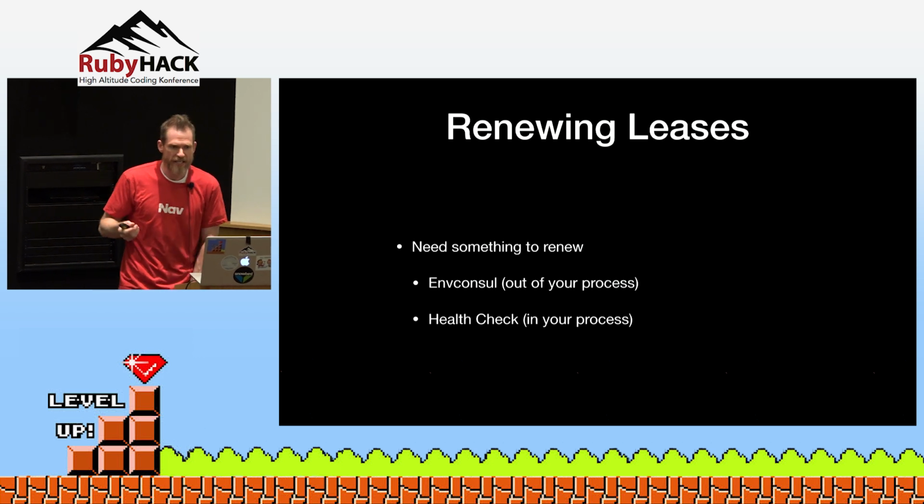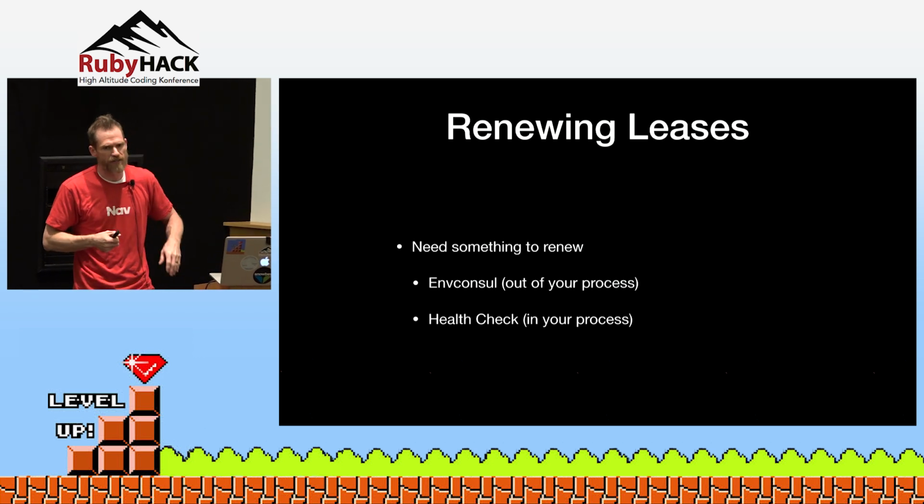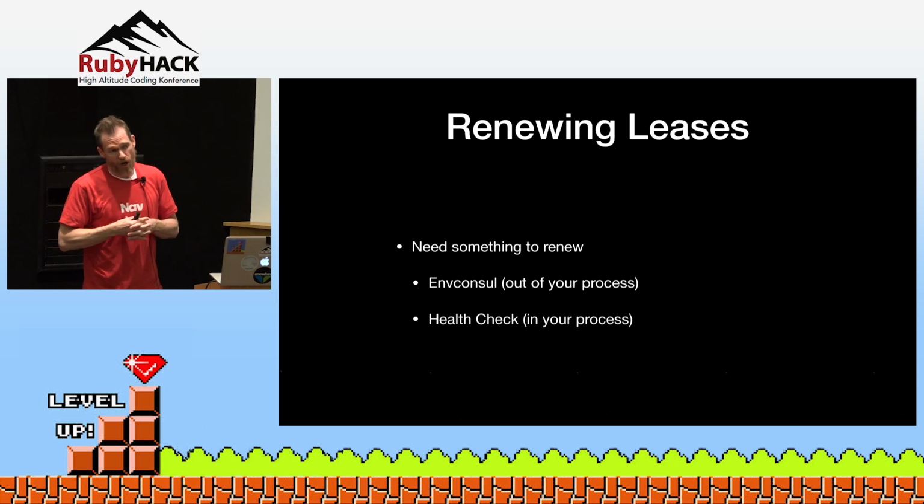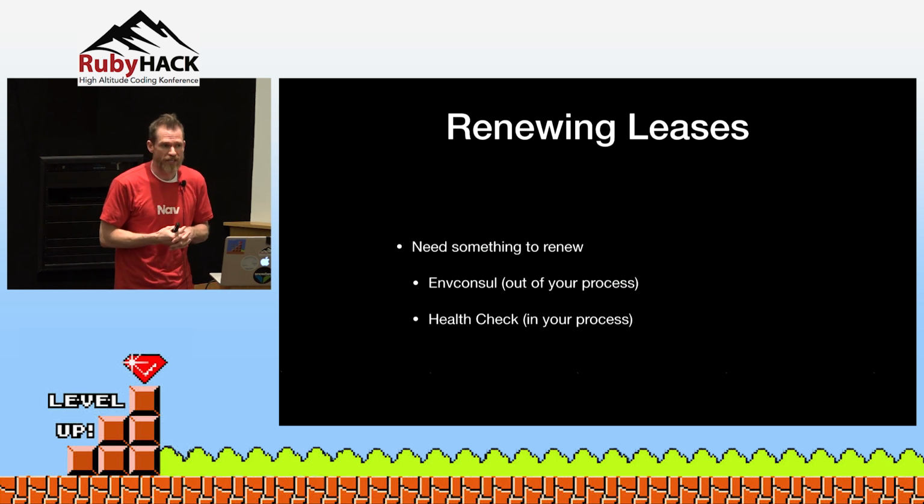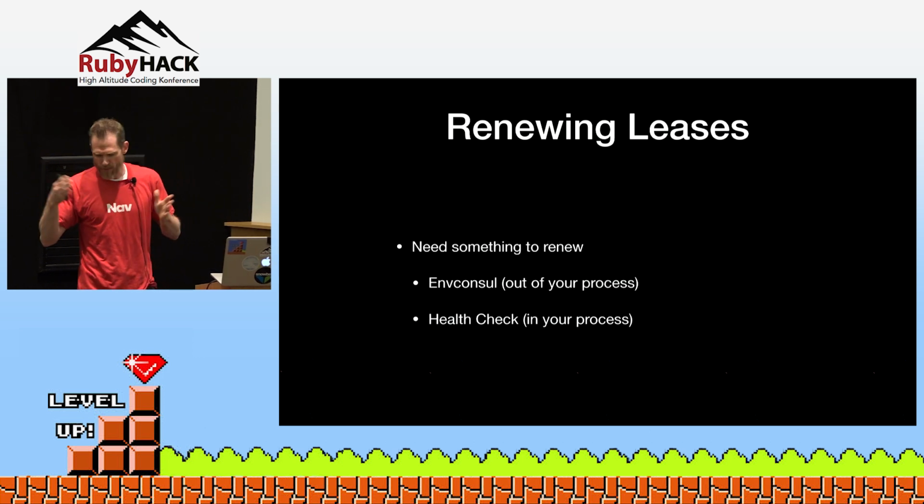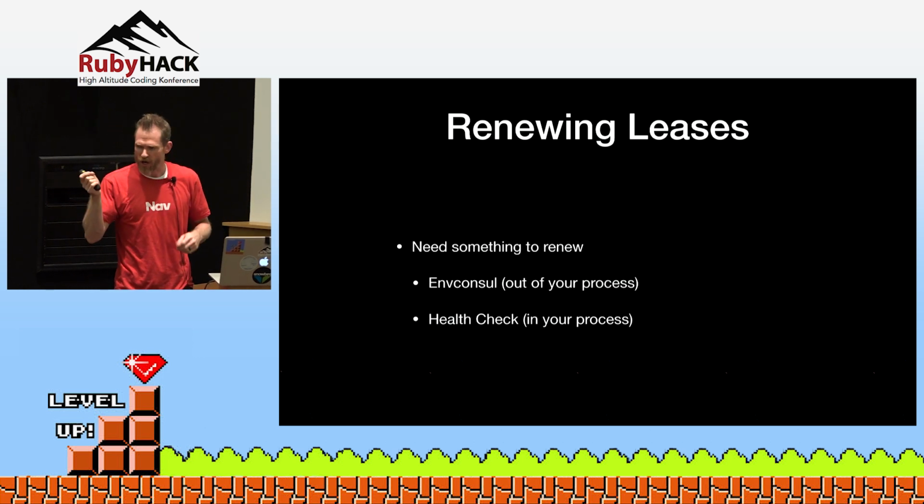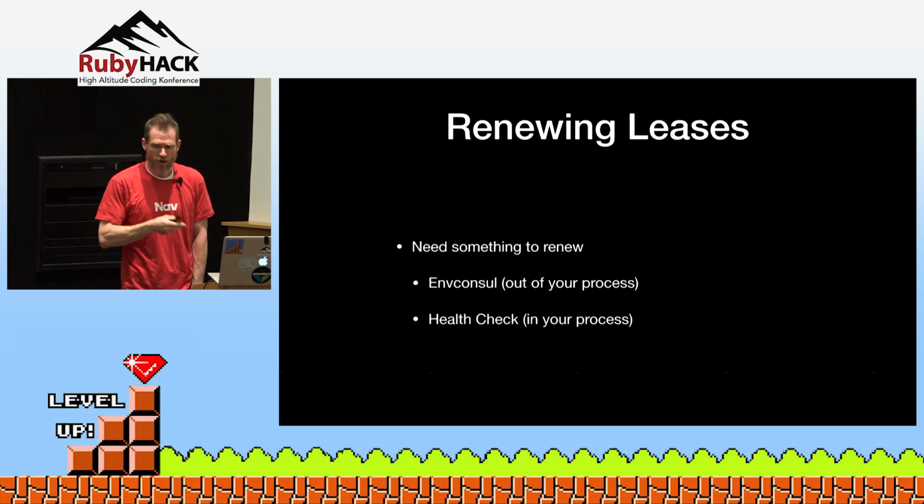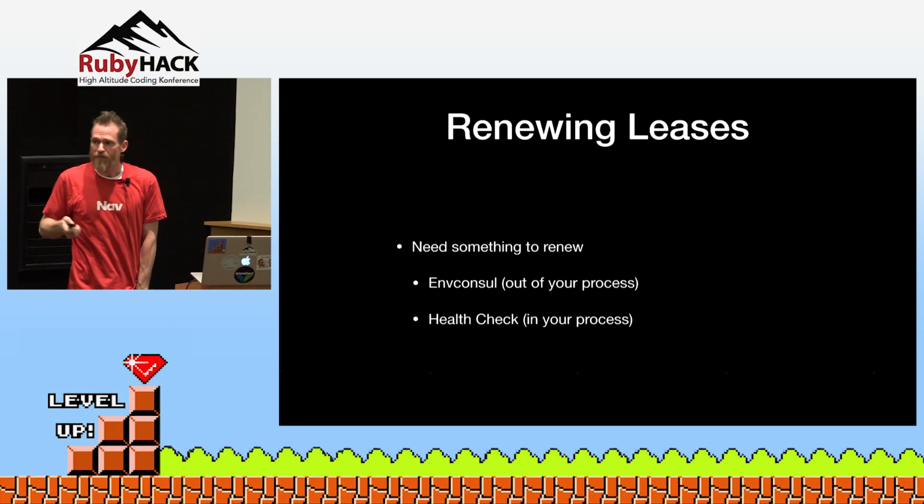Another possibility, if you were using env-console, is that you could do this within your application. You could do it as part of a health check, something that's going to be routinely called. You could add in some logic to say, if your lease is below half of the allotted time, you can talk back to Vault and renew the token. So when you're using leases, you need something to renew them.